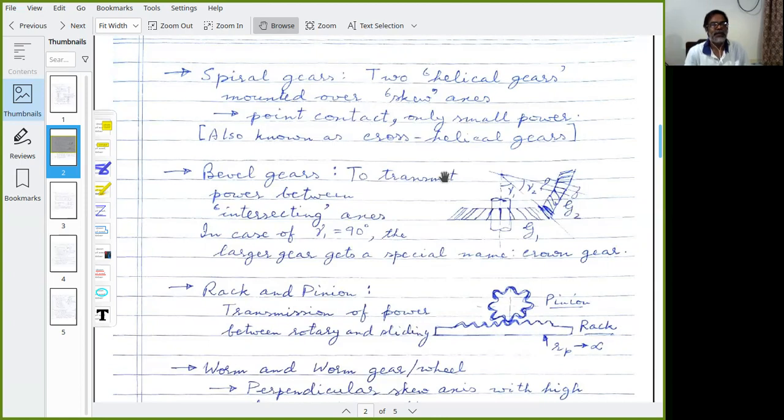Another special case is rack and pinion, where the pitch radius of one of the partners tends to infinity, so basically it becomes straight. That is called the rack, and this pair is called rack and pinion. As you can understand, this is the arrangement to transmit power between a rotary motion and a sliding motion. If you rotate this, then this advances, or if you advance this, then this rotates.